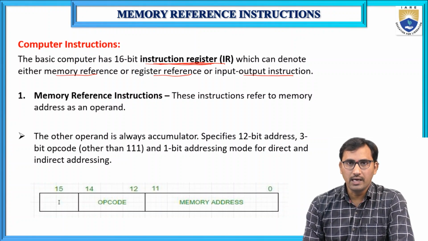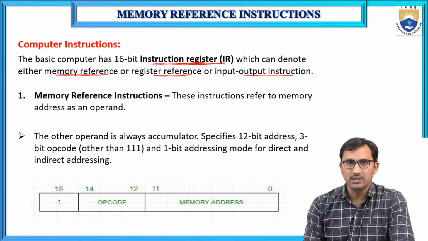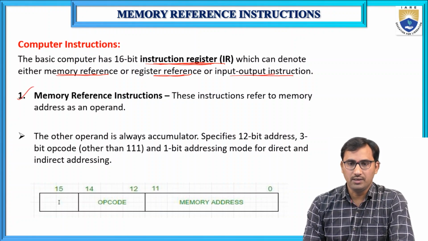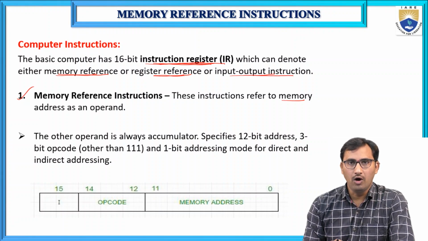These instructions are mainly classified into three types. The first one is the memory reference instruction. The next one is the register reference instruction. And the third one is the input or output instruction. Coming to the memory reference instruction, it refers to a memory address as an operand. In order to get the operand, we refer to the memory address, and using that address we access the operand. Operand is nothing but the data.